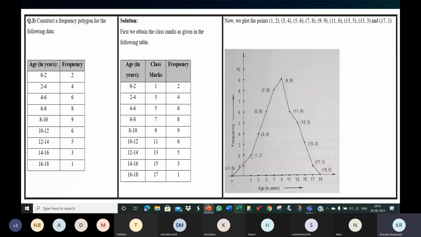Otherwise, 1, 2 will be here, and the last one, 17, 1 will be here. It's a polygon, but it's hanging in the air. A polygon is a closed figure. So only when you mark minus 1, 0 and 19, 0 can you close the polygon with respect to the x-axis. After plotting the points, simply join the points in order. From here to here, then from here to here. Go on like that and get the frequency polygon.